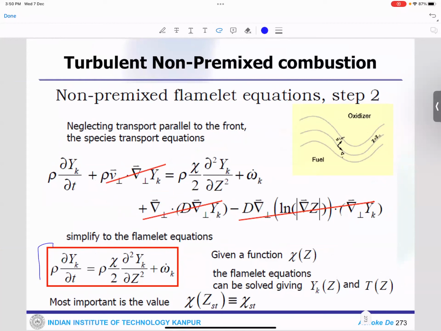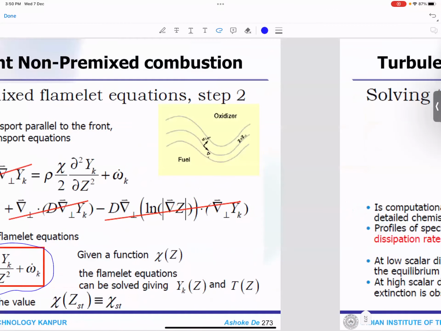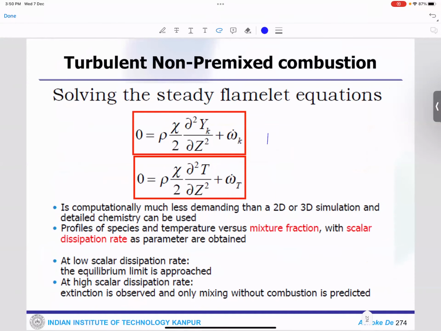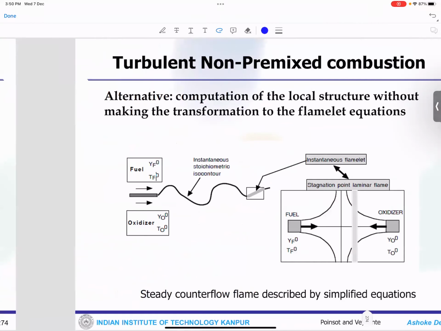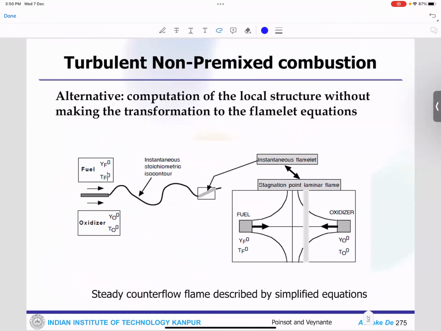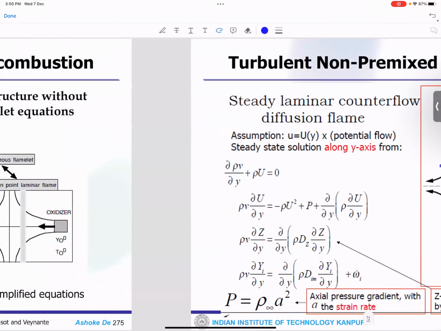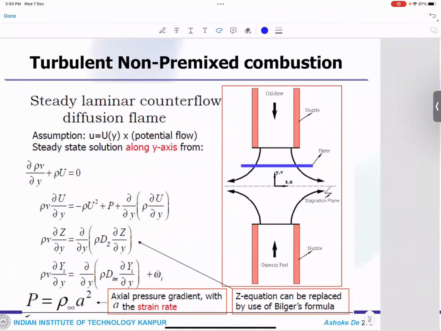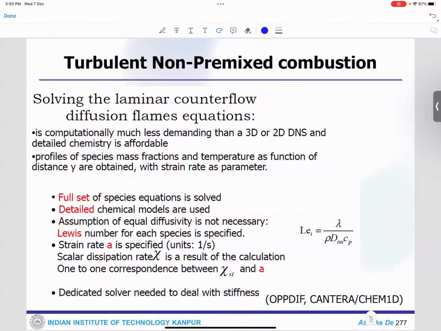So this is the equation that you solve as a pre-computed situation, and then you store it. Yes, this is what you solve with the steady flamelet, then this is pre-computed and stored, and then you move forward. This is what you do, the counterflow assumption. Yeah, we can skip this portion. It's not important.